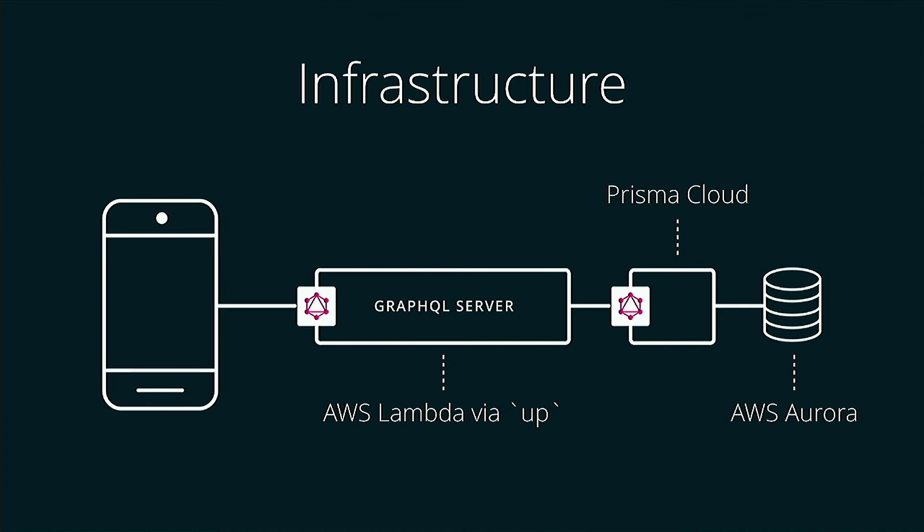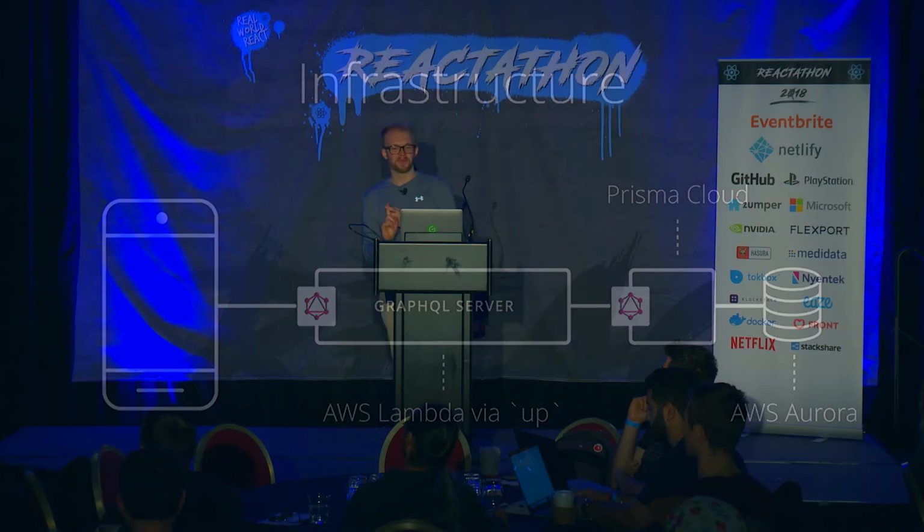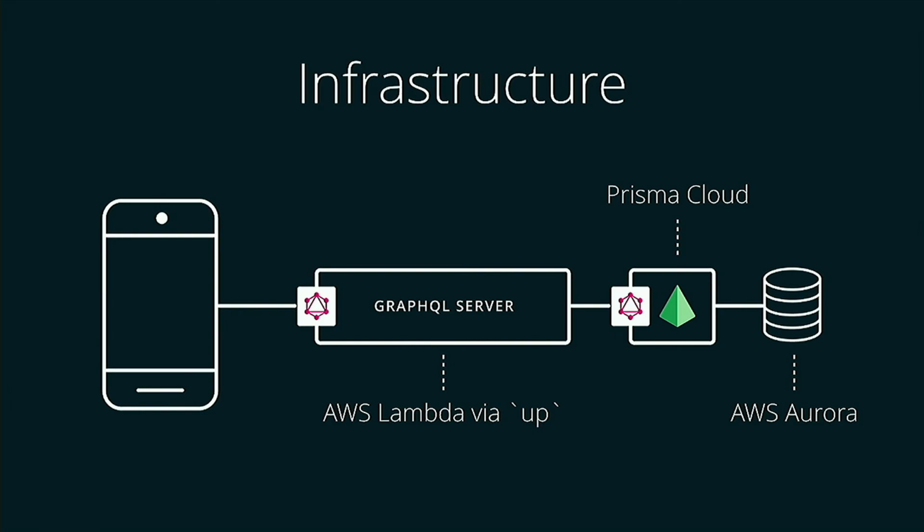Let's take a quick look at the infrastructure that we're now deploying. This is an old slide. We're deploying the GraphQL server using Now. We deploy Prisma to a development cluster in Prisma Cloud, and we're using AWS Aurora under the hood.